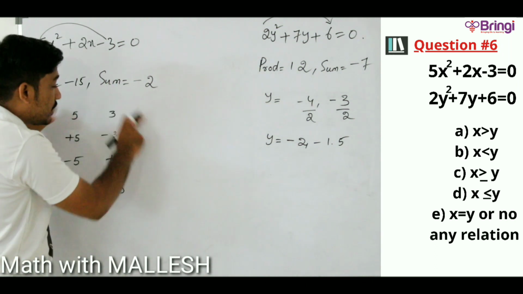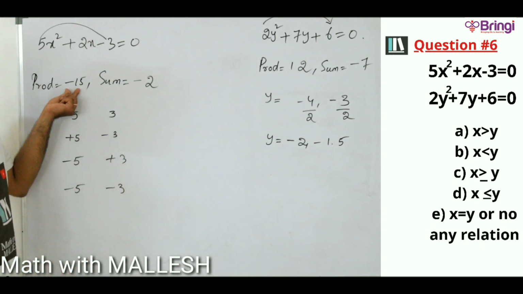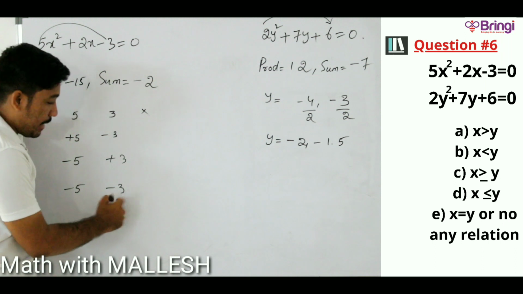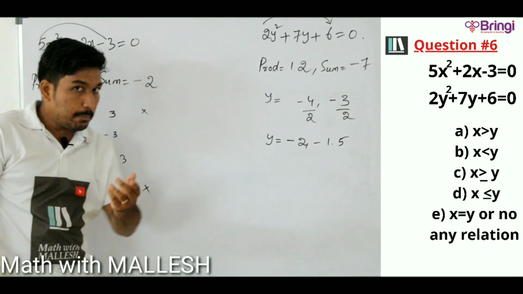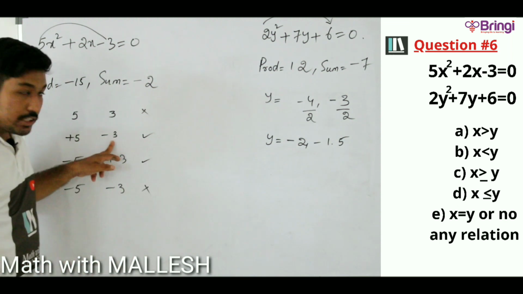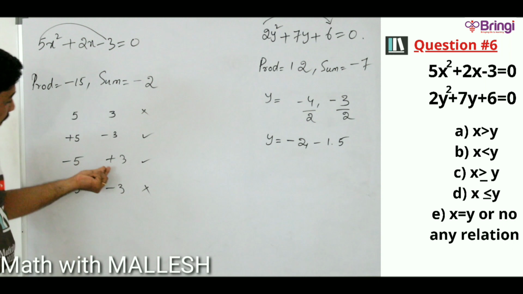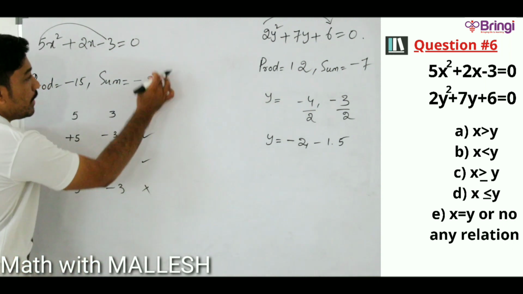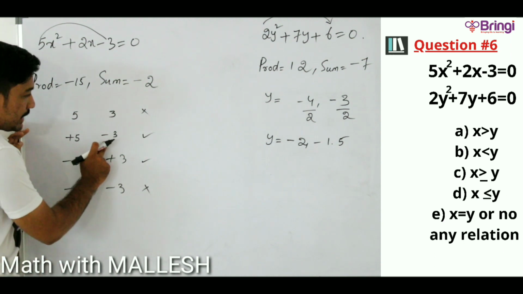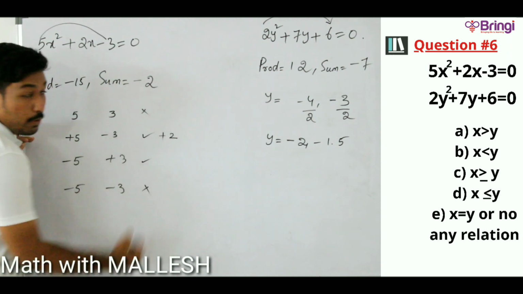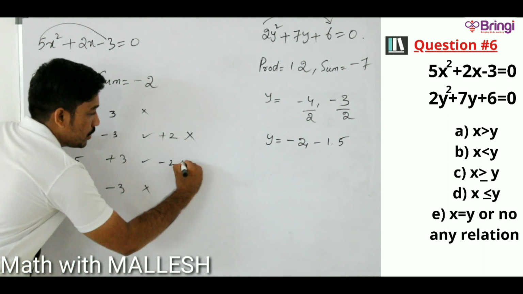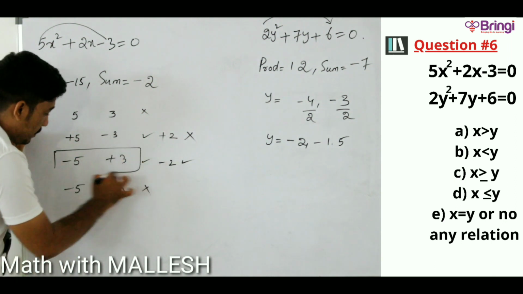These are the options, and this also you have to do in your mind. I am telling you, this thing you have to do in your mind. What is the product? Negative 15. 5 and 3 is 15, remove it. Minus 5 into minus 3 is plus 15, that's also removed. So these two are the options: plus 5 into negative 3 is minus 15, and minus 5 into plus 3 is minus 15. Coming to the sum, what is the sum value? Negative 2. Plus 5 minus 3, will minus 2 come? No, plus 2, so this is also a wrong answer. Minus 5 plus 3 is minus 2.